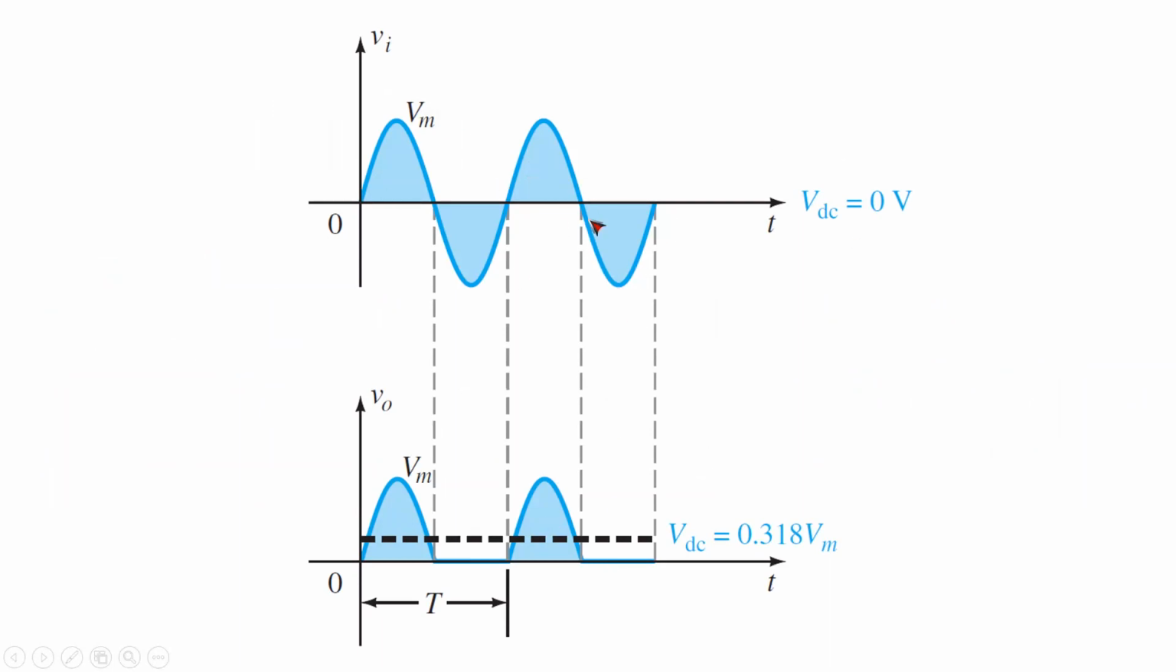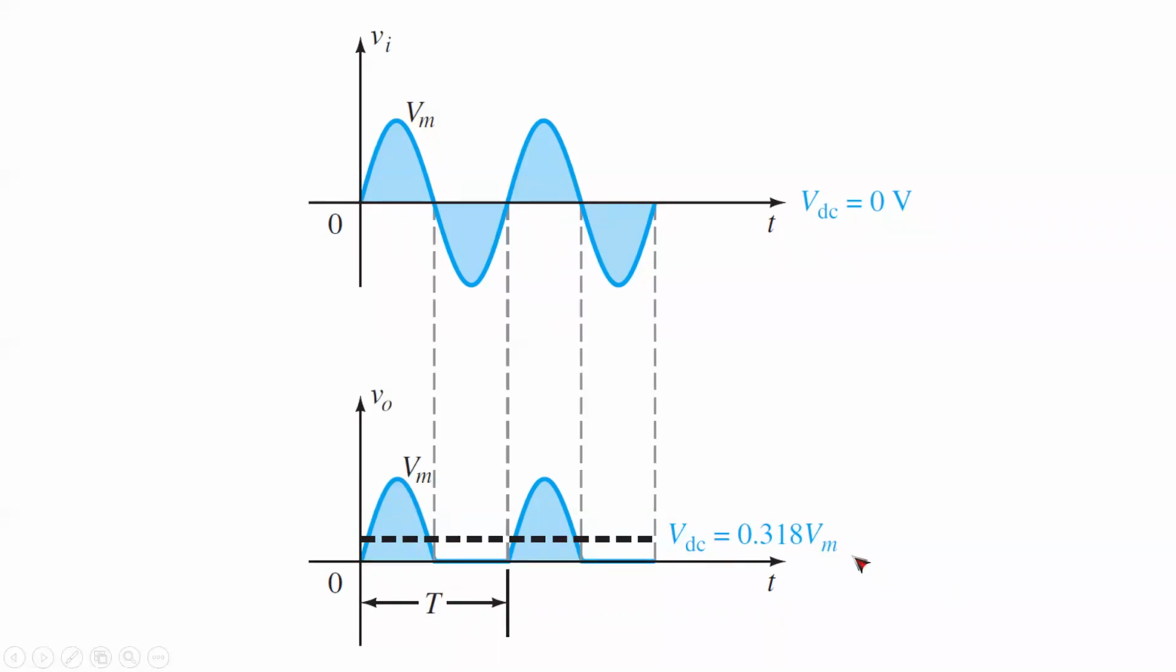Remember, for this, our VDC, that means the DC level, is 0 volt. Why? Because if you make them average, you will get 0. Average means what? Because this is plus, this is minus, this is plus, this is minus, they cancel each other. So you will get 0 volt. But if you take the average area of this part, your voltage will be 0.318 into Vm. That Vm is the highest value.